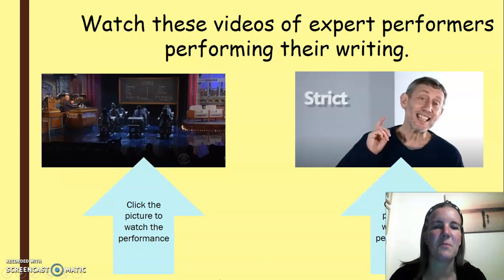And he is performing one of his poems. Okay, Michael Rosen there is performing his poem called Strict. Now, he doesn't really do a lot in terms of moving around, but that doesn't mean that he hasn't got those stage directions there. So I want you to have a look at his performance, and I want you to really concentrate on how he's saying the words from his writing. How is he performing his poem?